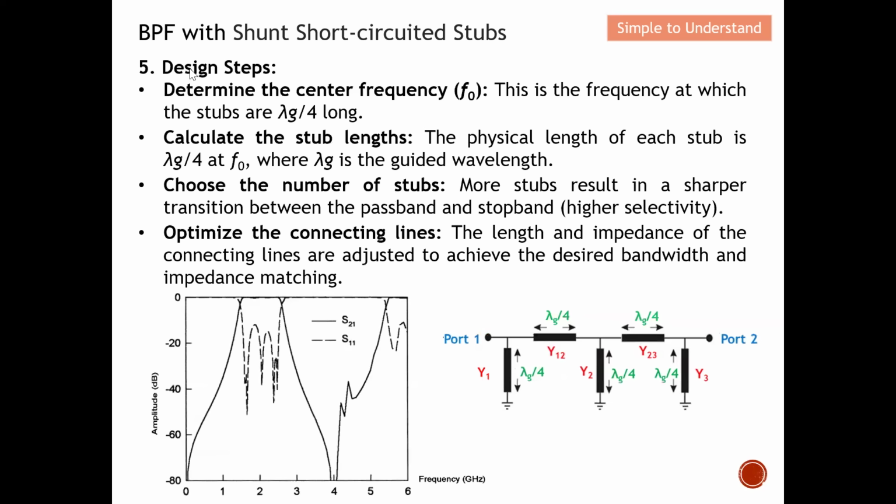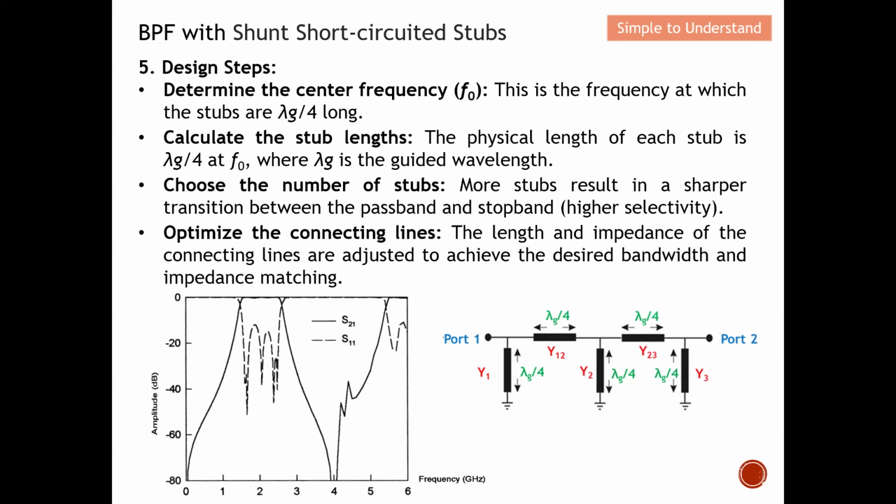Coming to the design steps, later on I will have an example, but over here, let's quickly understand what the design steps are to implement a bandpass filter with shunt short circuit stub. Firstly, we need to determine the center frequency. This is the frequency at which the stubs are lambda over 4 long. Basically the length of this so-called shunt short circuit stub will be based on the center frequency of the bandpass filter, so you need to be very careful. Calculate the stub length. The physical length of each stub is lambda over 4 at f naught, where lambda g is the guided wavelength.